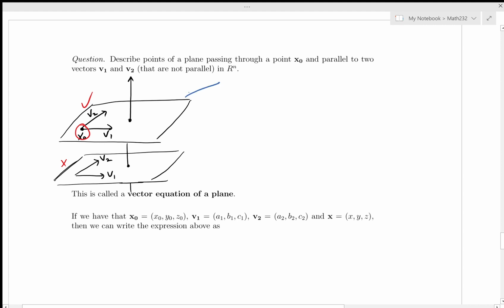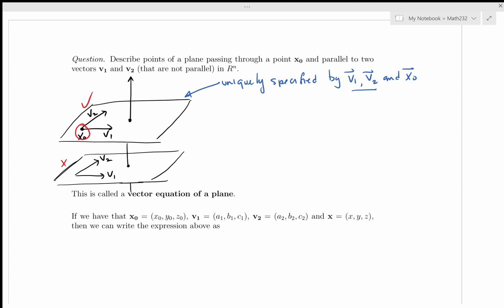This plane here is uniquely specified by v1, v2, and x naught. All the other planes that are specified by v1 and v2 are parallel to this one, but they don't contain x naught. So how do we go about describing these points?